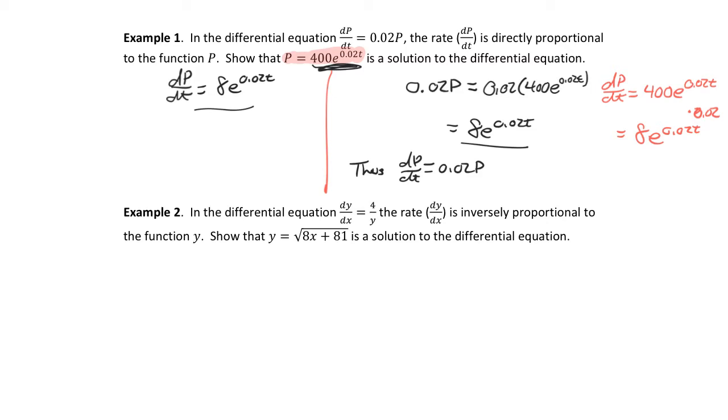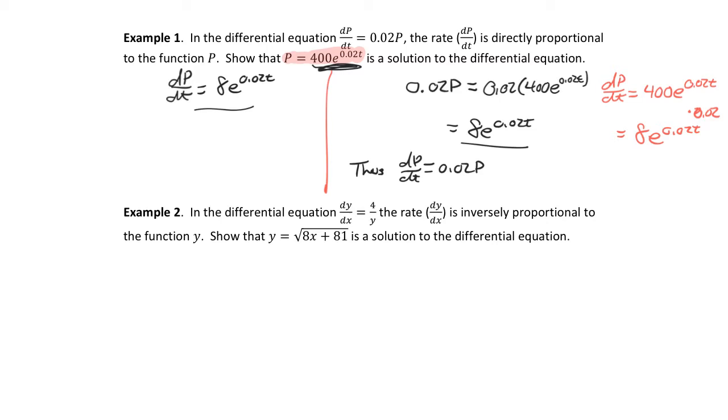Now we have a different differential equation. This time it's y as a function of x, dy/dx. The rate dy/dx is inversely proportional to the function y. What do we mean by inversely proportional? It means it's a constant multiple of the reciprocal of y. So it's 4 divided by y. We want to show that this particular function, radical 8x plus 81, is a solution to the differential equation.